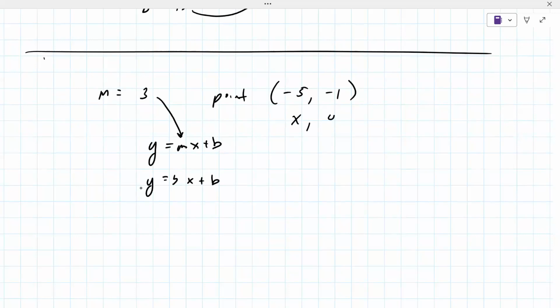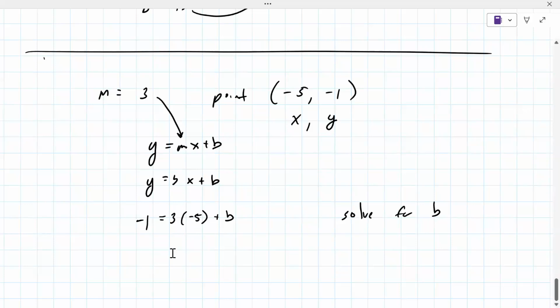What's the value of x? What's the value of y? Can you repeat that? What's the value of x and what's the value of y? The value of x would be -5, and y would be -1. Right, so -1 equals 3 times -5 plus b. Let's solve for b, and that's your goal here. Solve for b. We'll multiply through.